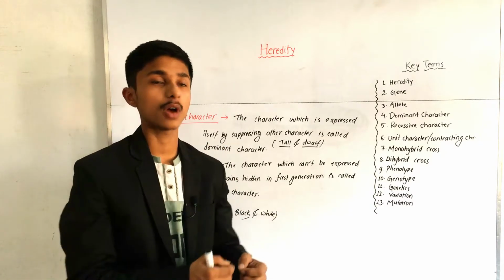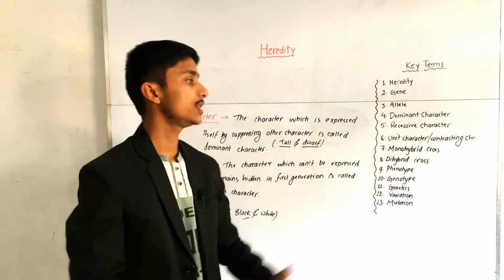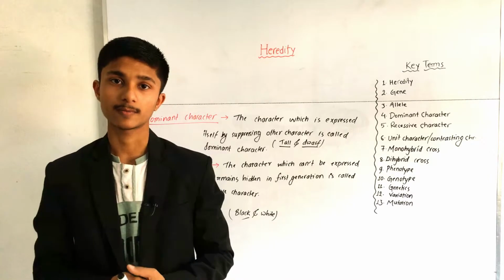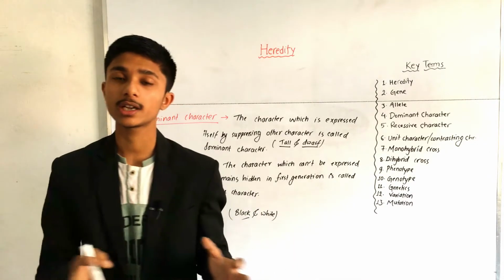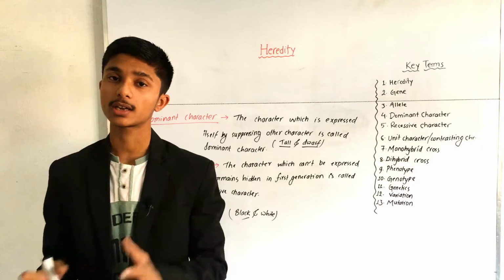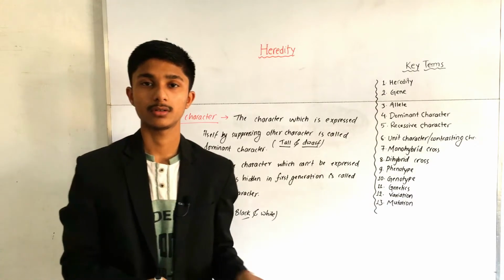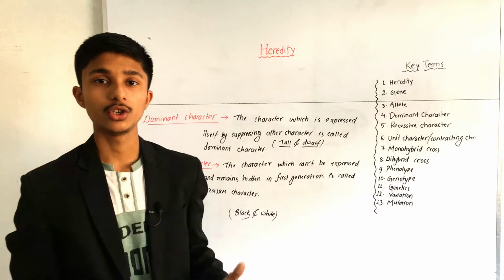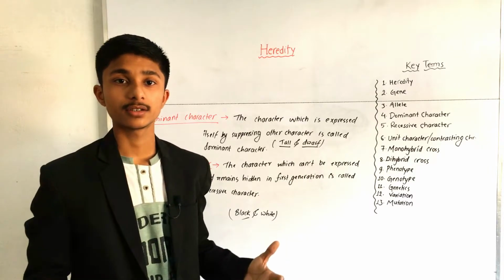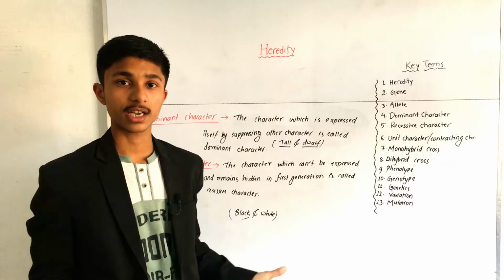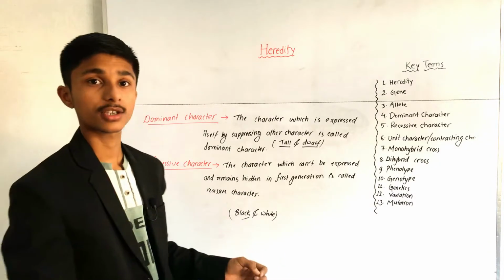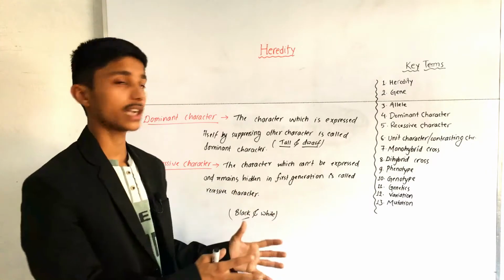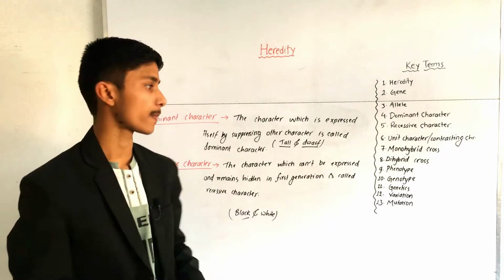Now we move to our next topic, that is unit character or contrasting character. What is a contrasting or unit character? It is the definite external character of an individual. Suppose height, my height, it is a contrasting character. And suppose fatness, black, white, these are contrasting or unit characters.